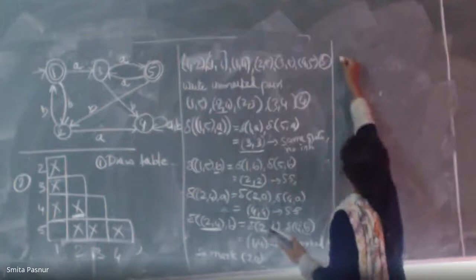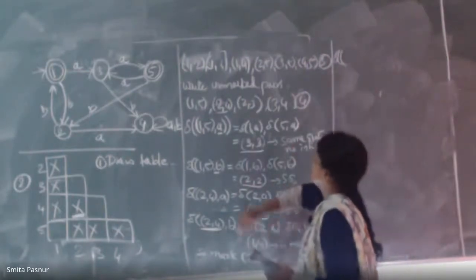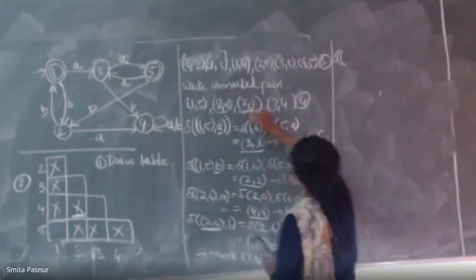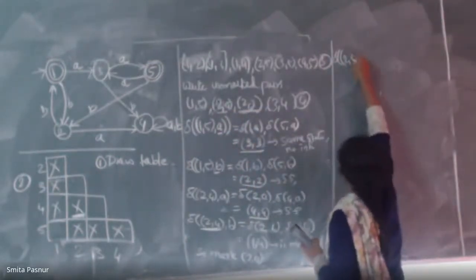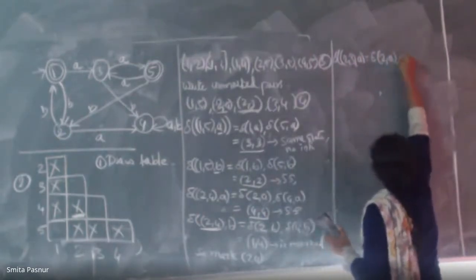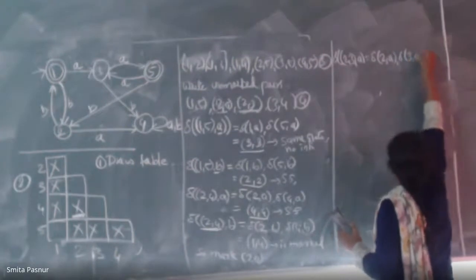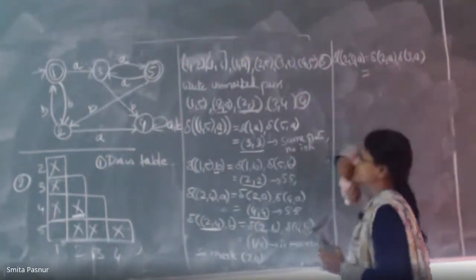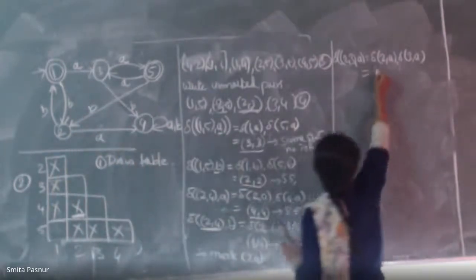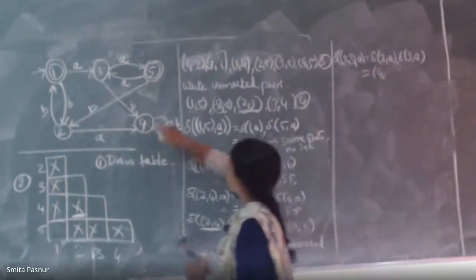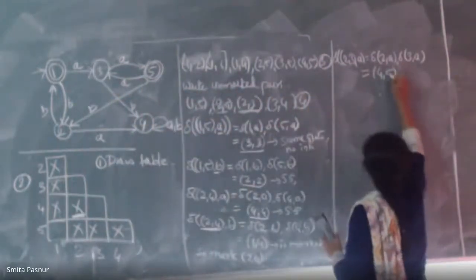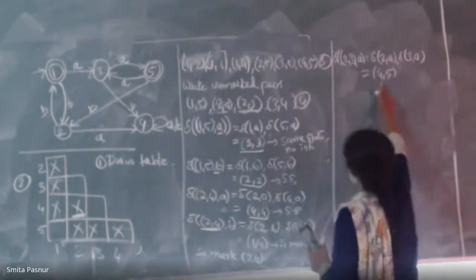Then what is the next state we are having? We just now finished with this. So we have this next one, that is 2 comma 3. 2 comma 3 on A. So it is transition 2 on A and transition 3 on A. So what is 2 on A? Just see, 2 on A is going to 4. And 3 on A is going to 5. See, just check now. It is 4 comma 5.